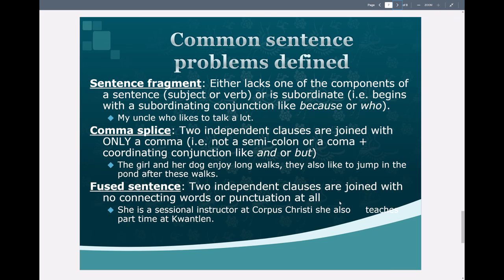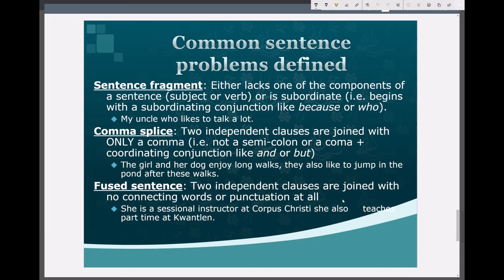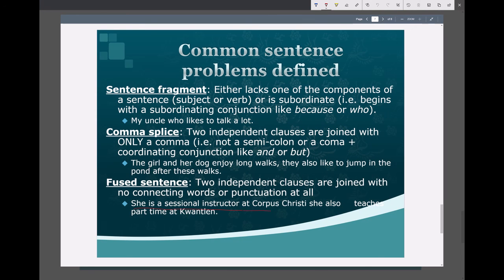Let's just check the example to see if we can see how the sentence is fused in the example. She is a sessional instructor at Corpus Christi. She is, and then, oh, there's more. She also teaches part-time at Kwantlen. Subject 2, verb 2. Okay, and no connection whatsoever between clause 1 and clause 2. A fused sentence. And if you were to fix it, you could use either a comma, a subordinate conjunction word, or a semicolon.